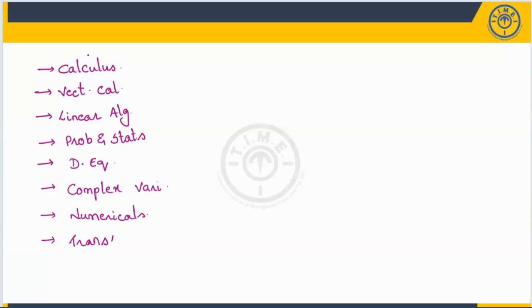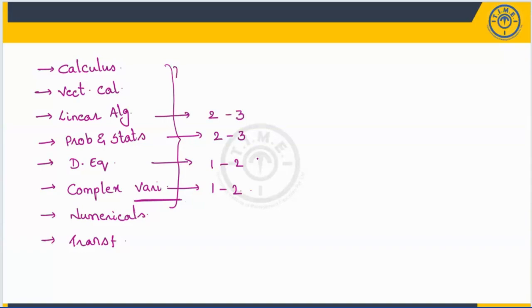Now, being for mechanical and for civil, I can suggest go till here. Damn sure there will be a 2 marks question on complex variables for mechanical, one or two. So 1 to 2 marks for differential equations, 1 to 2 for probability, 2 to 3 for linear algebra, and calculus and vector calculus together will be around 4 to 5.